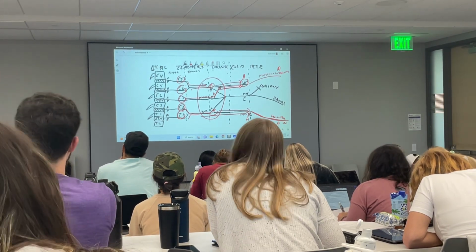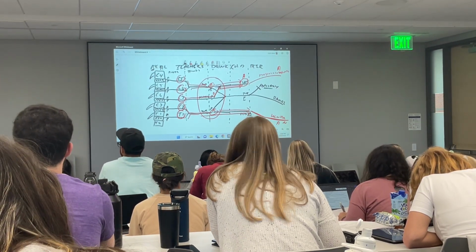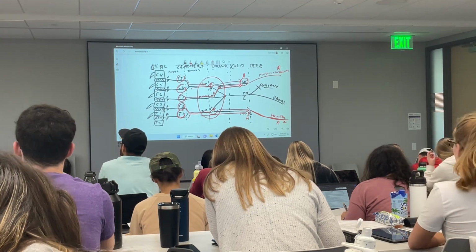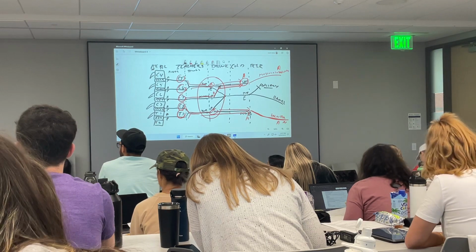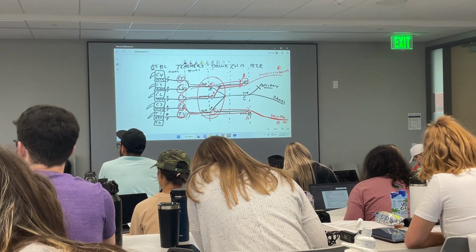Axillary is a bit of a mix because he's going to do lateral, anterior, and posterior, but because it's a posterior division, right?